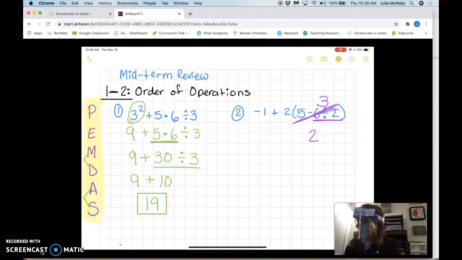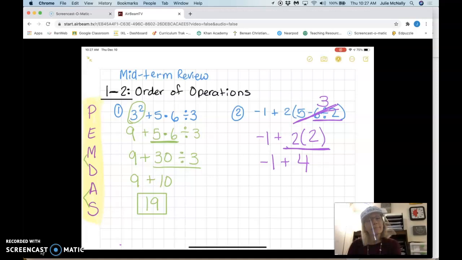Now I'm going to bring everything else down because I haven't used all these other things yet. Put the 2. Yep. And remember, parentheses means what? Multiply. So that's going to be my next thing. 2 times 2 is 4. Yes. And then you add 1, and negative 1 plus 4 is negative 5.